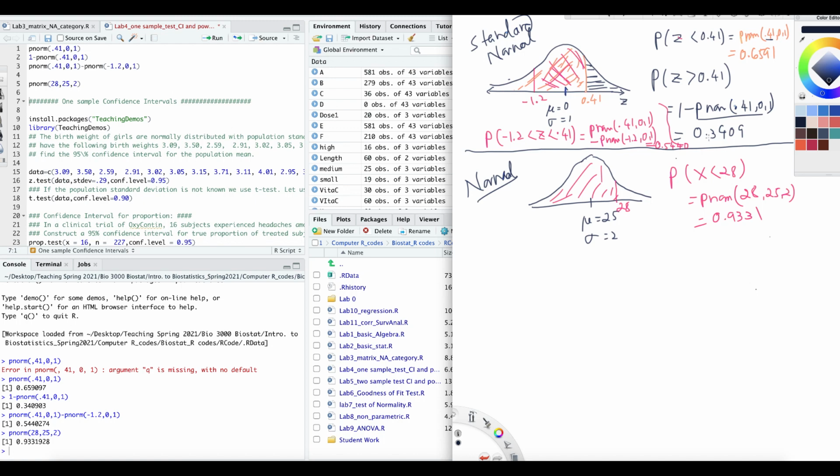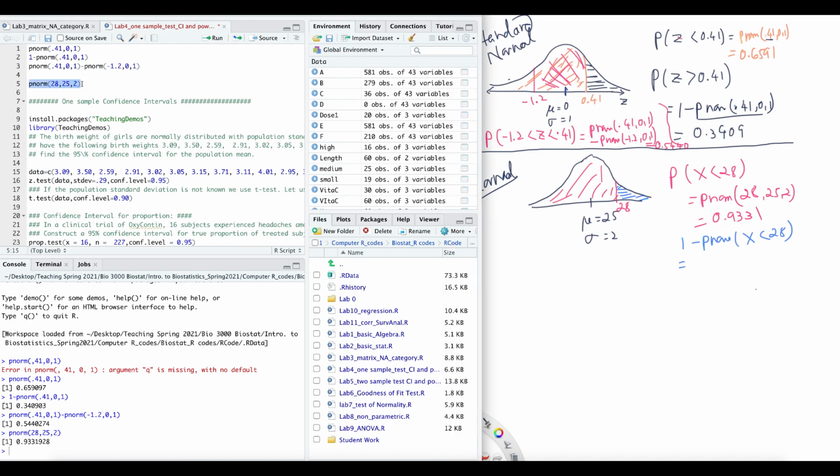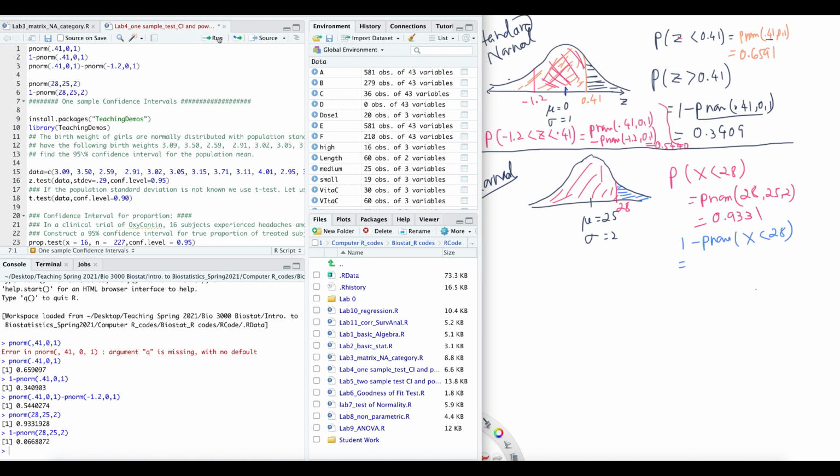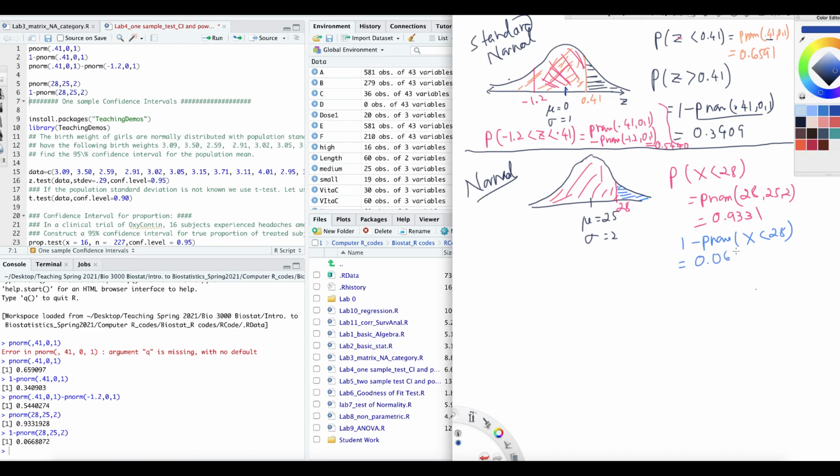Similarly, you can find the right area. How do I find the right area? Let's say the area right of 28. You do 1 minus pnorm of x less than 28. Use R to find that. It will be 1 minus pnorm, so you do 1 minus, and then copy and paste. It gives you 0.0668. Similarly, you can find the area between the two values. So you can do that yourself, okay guys.